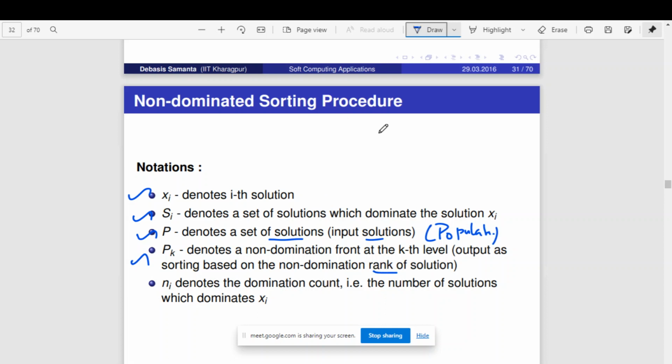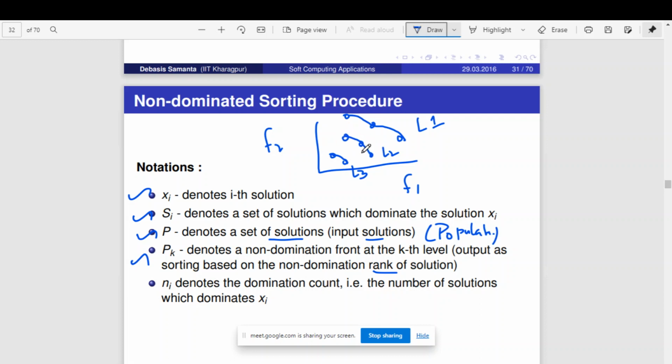So, for example, say this is the function f1. You want to maximize f1. Say f2 also you want to maximize. Now these are the points. Let us assume these are the solutions. Now you can say that this is one non-dominating front. This is another non-dominating front. This is another non-dominating front. So now we can say this is level 1, this is level 2, this is level 3. See, nobody is dominating these 3.